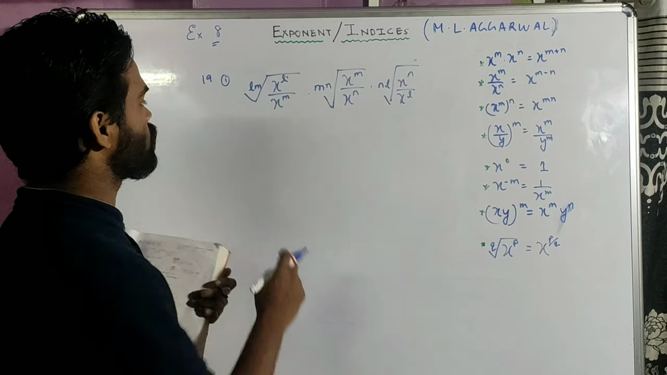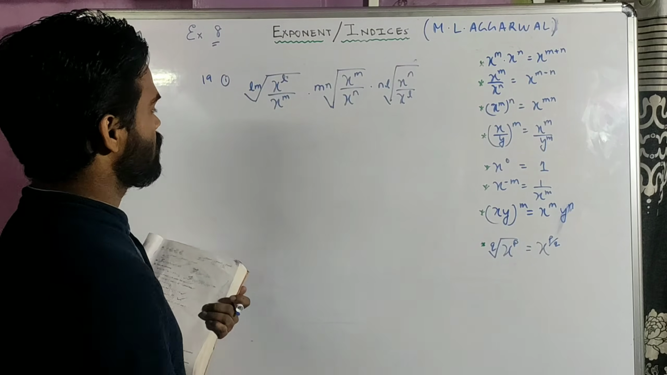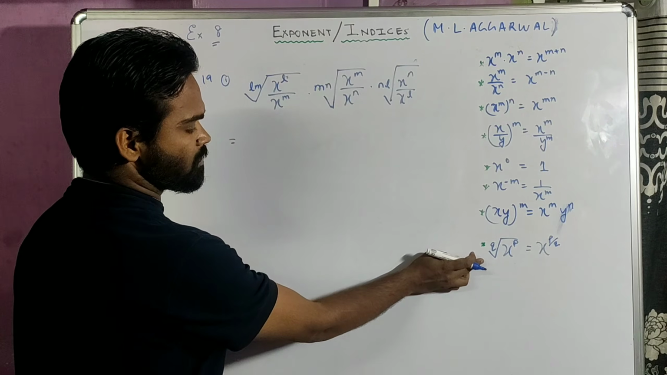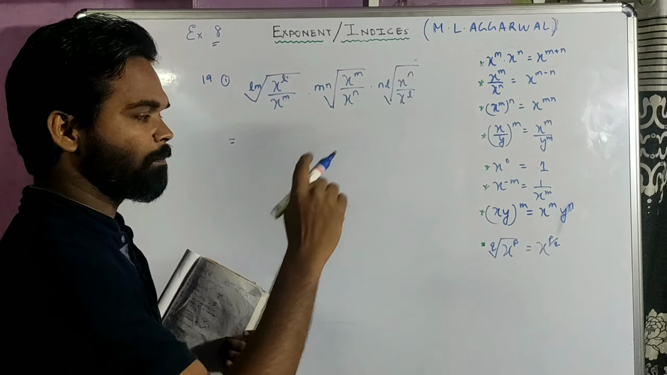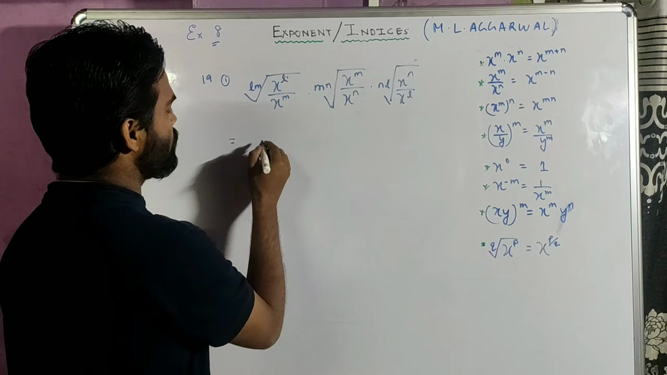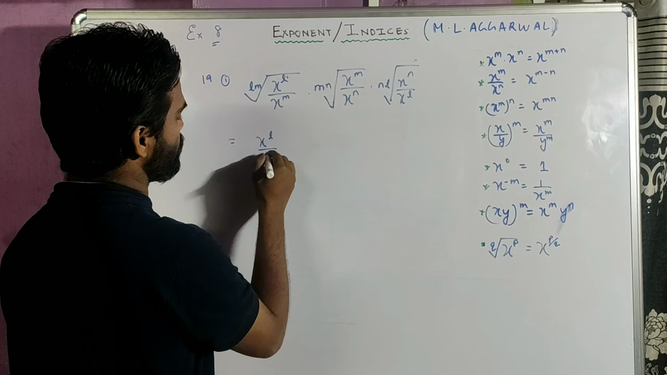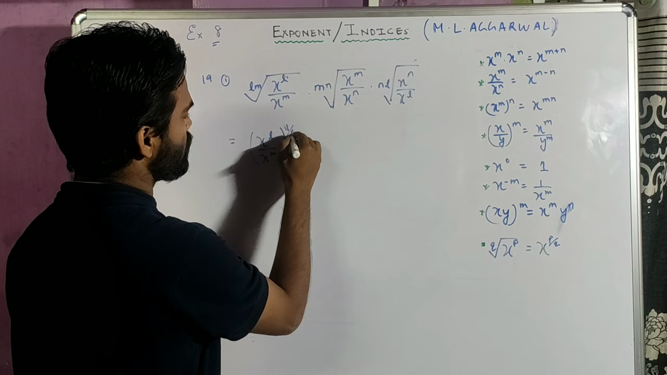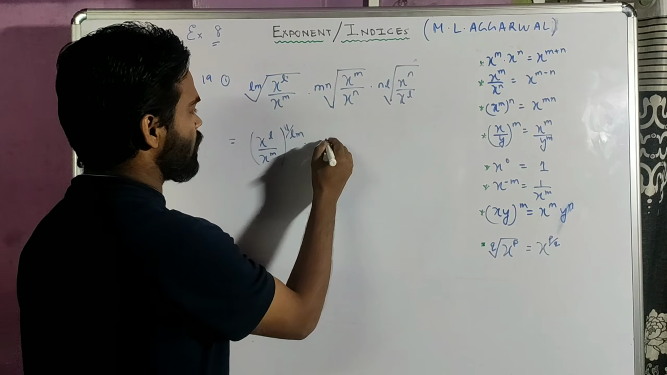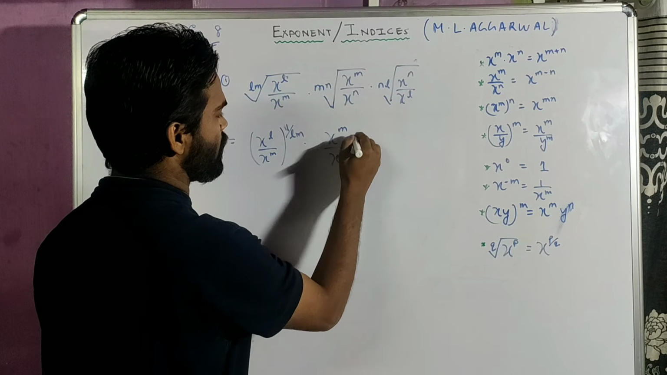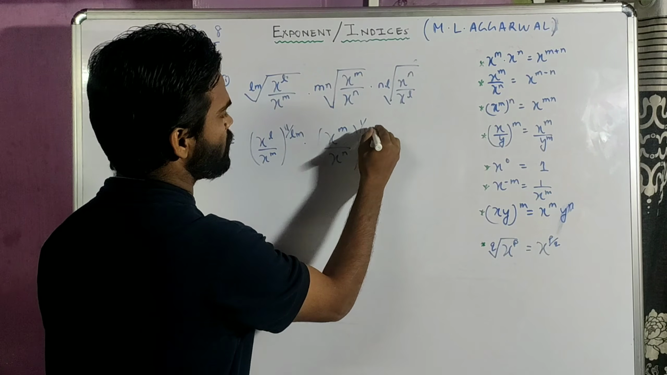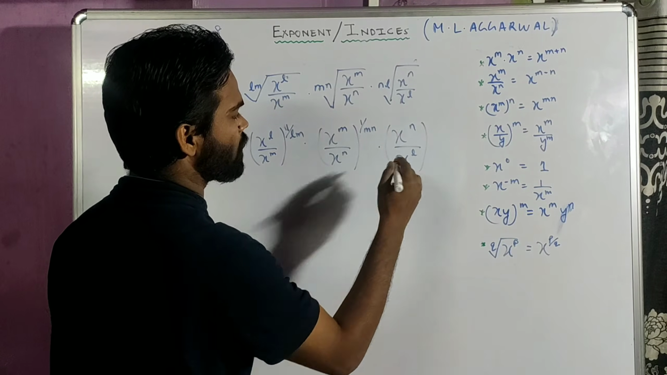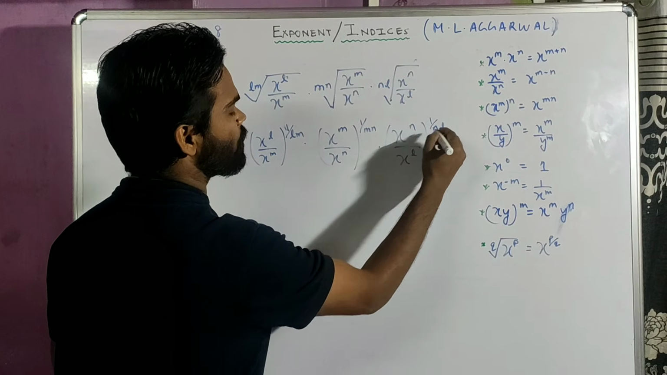Now look at 19 part 1, which asks us to simplify this. Now look, if we simplify this, kth root of x to the power p becomes x to the power p by q. Similarly, this will become x to the power l by x to the power m, to the power 1 by lm. Similarly, this becomes x to the power m by x to the power n, 1 by mn power, and this becomes x to the power n by x to the power l, and power is 1 by nl.